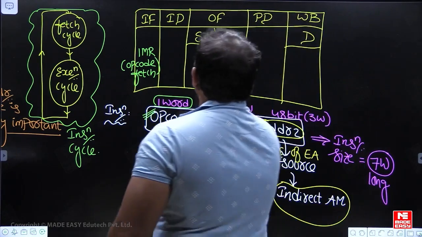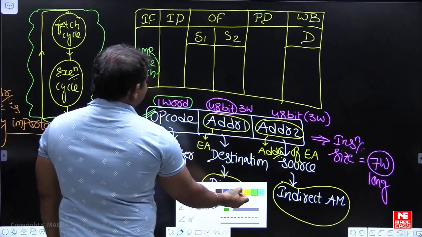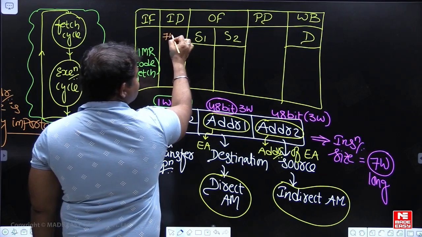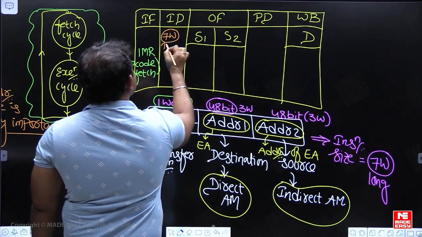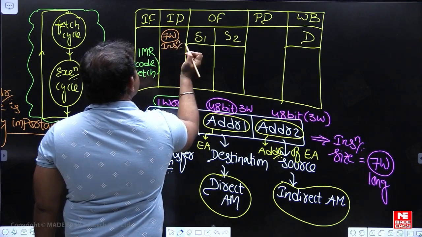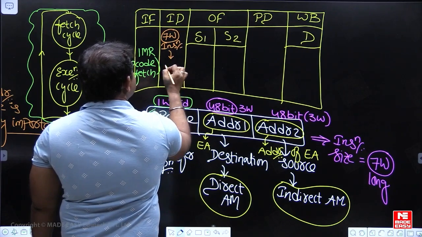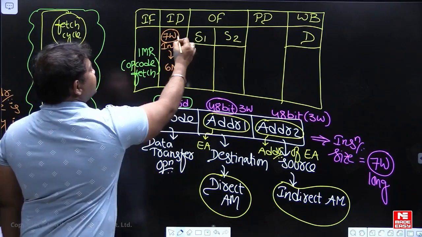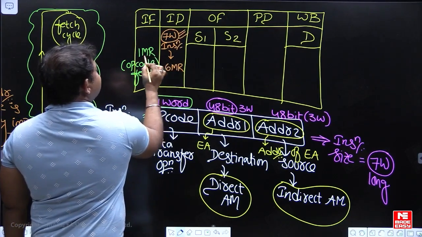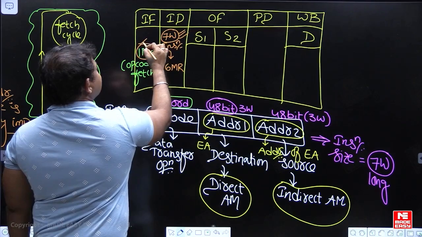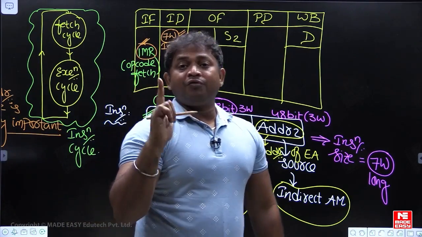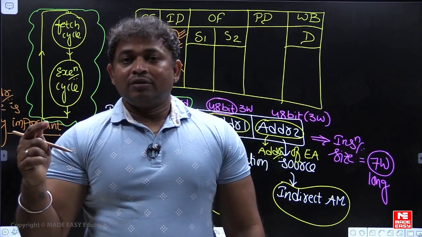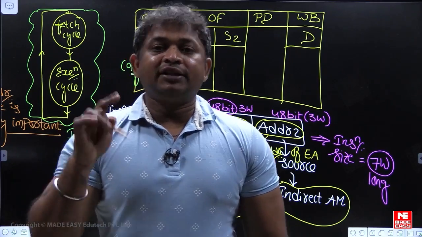Okay, now decoding takes place. At the time of decoding, the CPU identifies the length of the instruction. Okay, this is a 7 word instruction. Because of the 7 word instruction, to fetch the complete instruction, 6 more memory references are required, because already 1 word is fetched here. 1 memory reference means 1 word accessing. So this is a 7 word instruction that is detected after decoding the opcode.